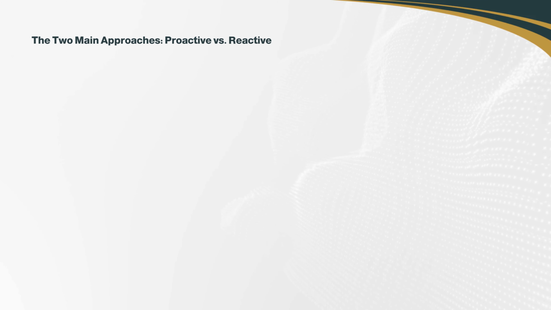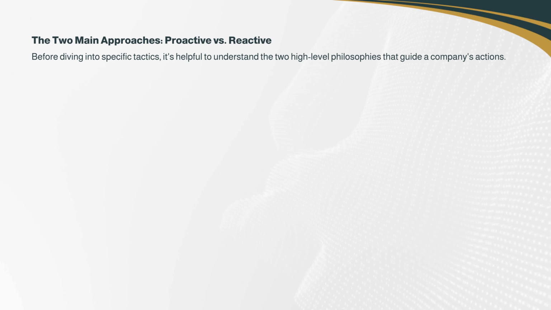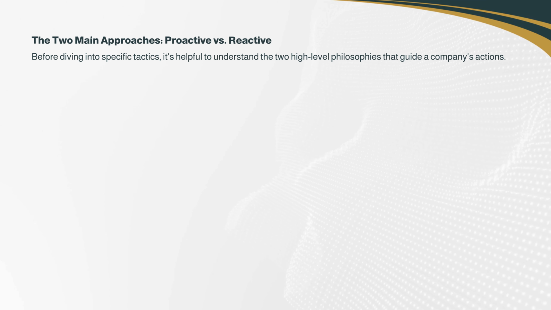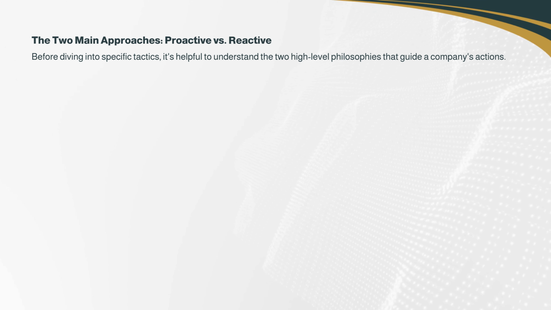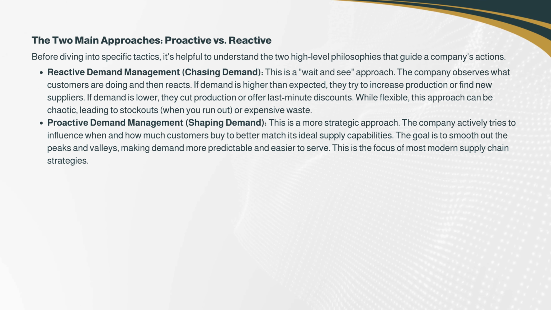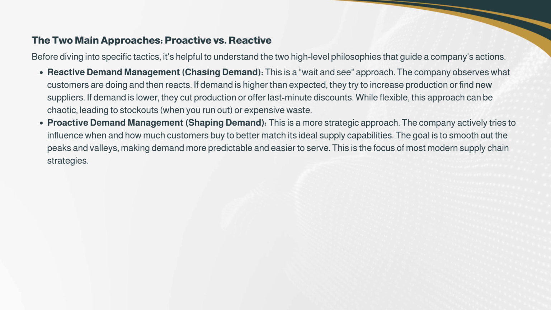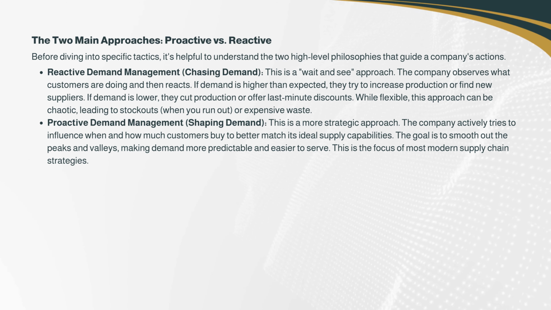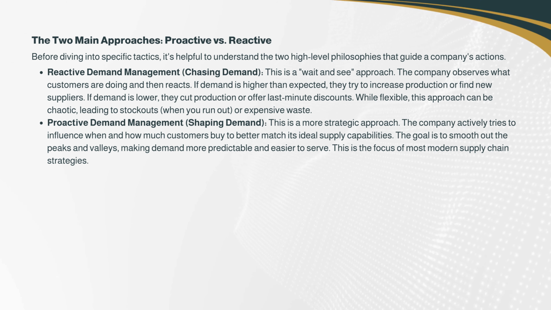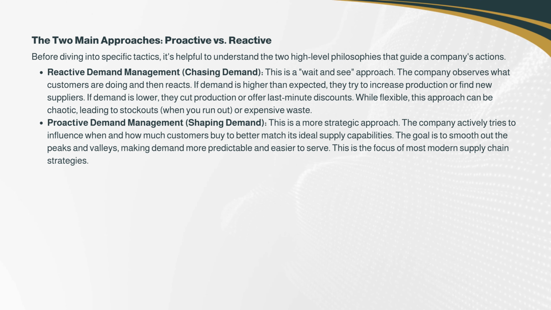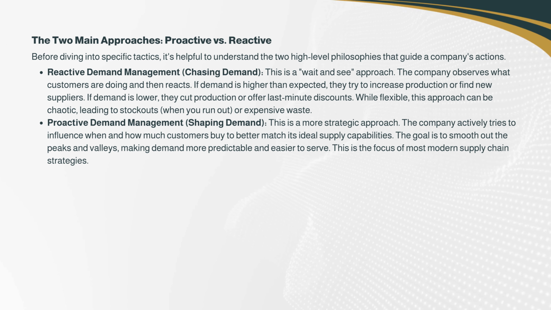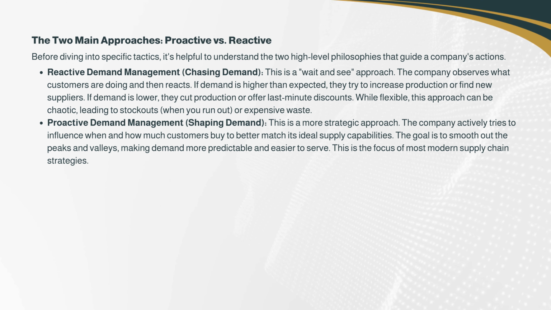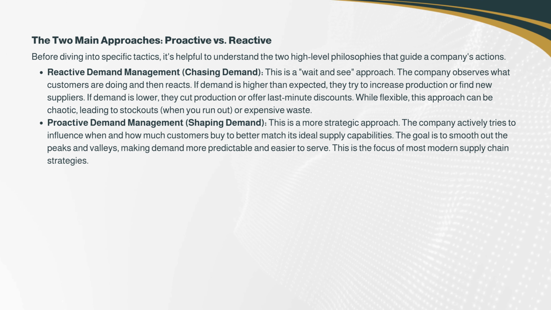The 2 main approaches, proactive versus reactive. Before diving into specific tactics, it's helpful to understand the 2 high-level philosophies that guide a company's actions. Reactive demand management, chasing demand. This is a wait-and-see approach. The company observes what customers are doing and then reacts. If demand is higher than expected, they try to increase production or find new suppliers. If demand is lower, they cut production or offer last-minute discounts. While flexible, this approach can be chaotic, leading to stockouts, when you run out, or expensive waste.